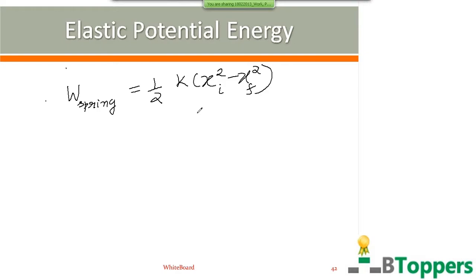So the work done by the elastic force exerted by the spring on the stretching agent, or on the mass which stretches the spring, is given by half k into xi square minus xf square. K is the elastic force constant of the spring. You should not mistake xi as the initial length of the spring. Xi represents the difference between the initial length of the spring and the natural length of the spring. Here L0 represents the natural length of the spring.